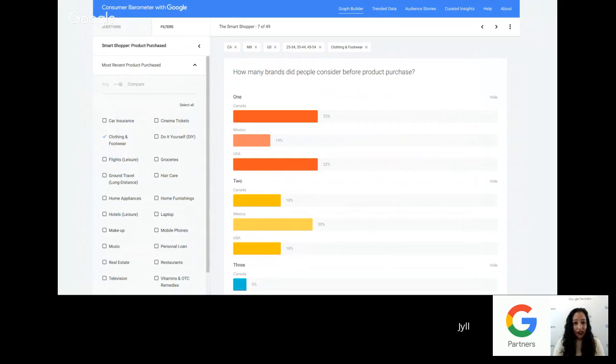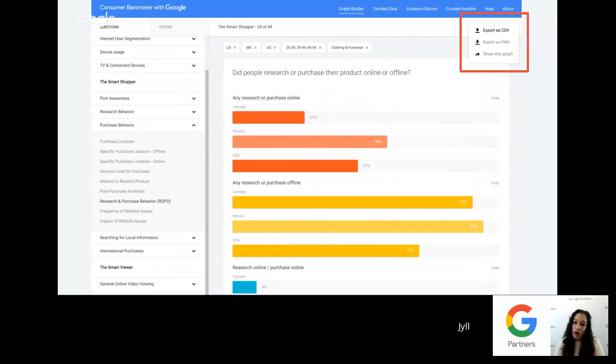As you can see, Consumer Barometer is really powerful. Lots of things to do. We're going to look at one more question today before I take your questions. So one of the first things I look at when I'm using Consumer Barometer is what we call the ROPO, which is research and purchase behavior. Basically, it's looking at how online and offline channels interact in the path to purchase, a very common question we're asked.